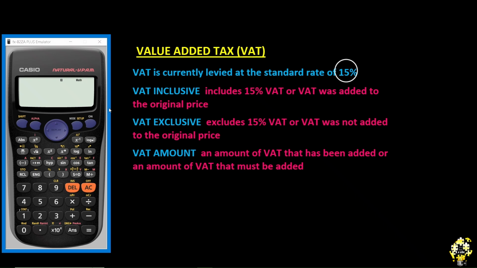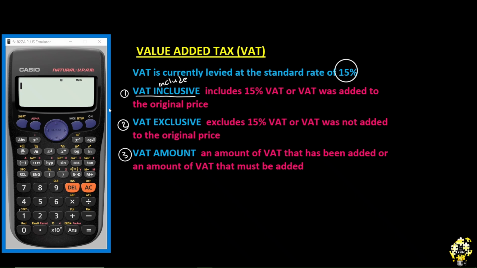VAT is at 15%. We have three terms that you need to understand. The first term is VAT inclusive. The second one is VAT exclusive. The third one is the VAT amount. Now, when we are talking about VAT inclusive, the word inclusive simply comes from the word include. To include is to have something in there.